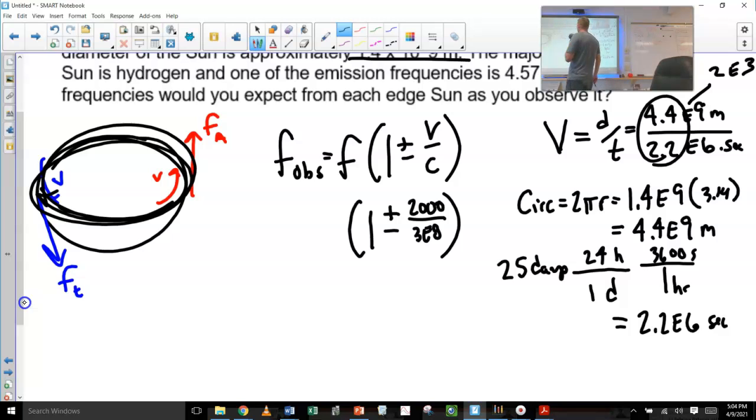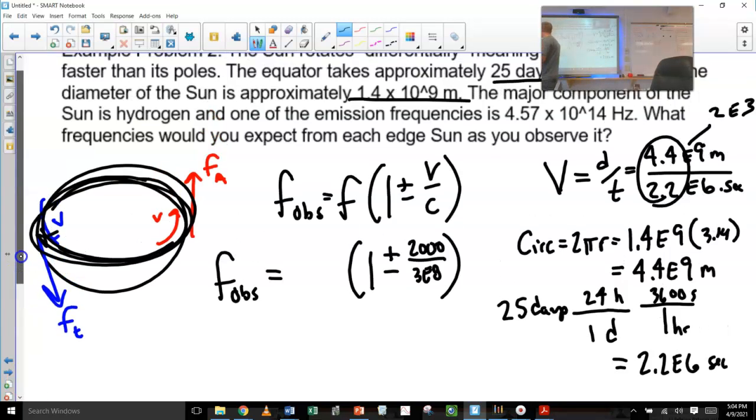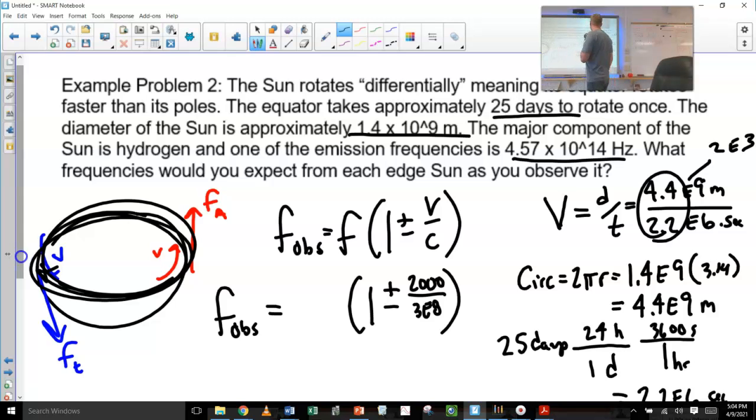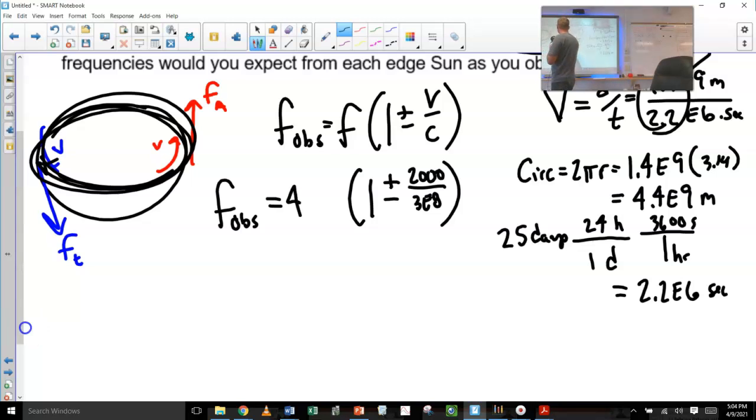What frequency would you expect? So we're looking for the frequency that we observe. And the frequency that is actually there, you can't see it, but it's 4.57 times 10 to the 14th. So I'm going to run this equation through once with the plus sign, and that's going to make my frequency go up, and that's going to give me the blue side. And then I'm going to run this equation once with the minus, and that's going to make my frequency go down, and that's going to give me my red frequency.